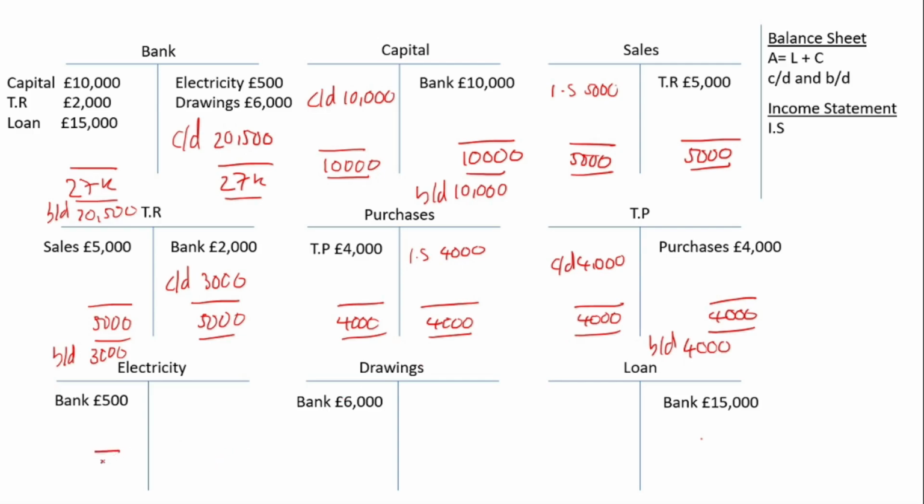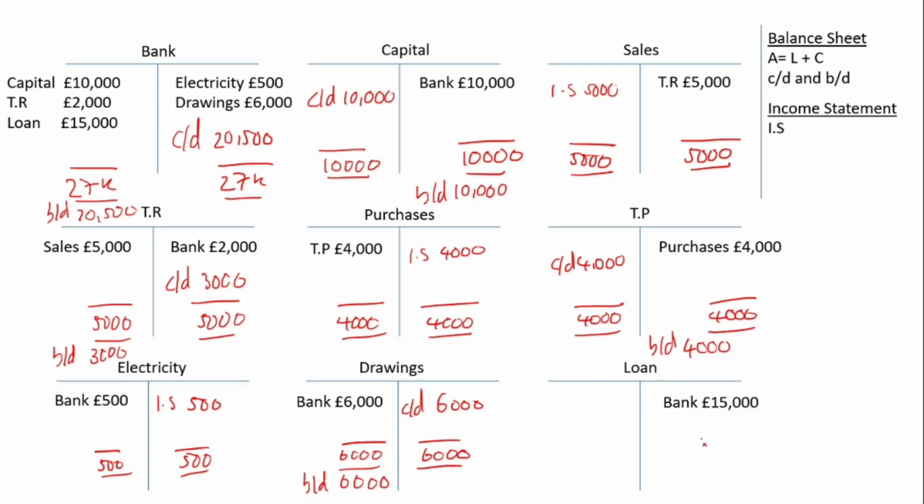Okay, for electricity, we're going to have £500 here and £500 there. And because electricity is an expense, it goes in the income statement, so we're going to have to write that down here. Next is drawing, so we're going to write £6,000 and £6,000 here. And because this goes in the balance sheet, we're going to have to carry this forward to the next financial year. So we're going to write that down, £6,000.